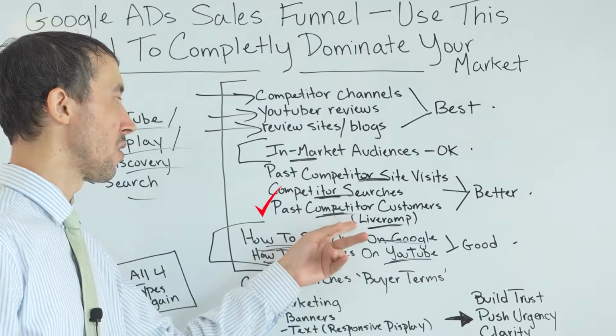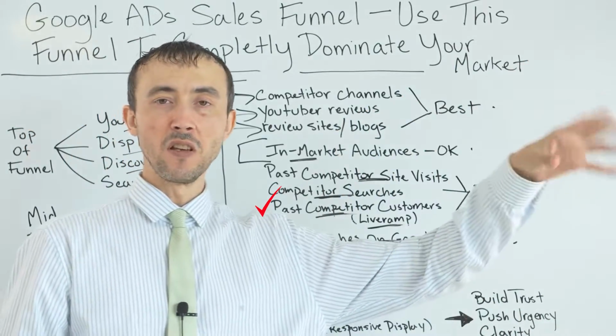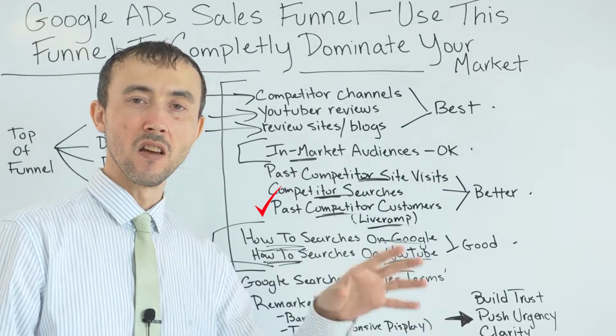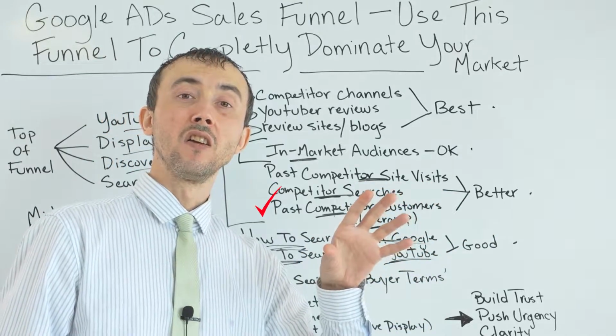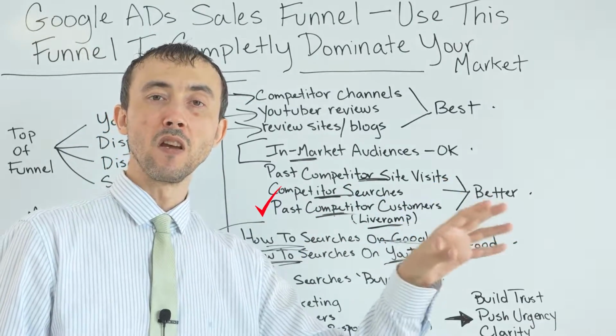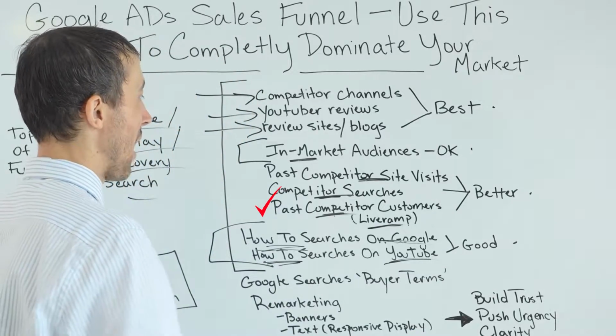So you can get competitor purchase data through LiveRamp, and they get that data from Visa, MasterCard, and so on and so forth. I've got a separate video about targeting people who bought using credit card purchase data, which you can search for on my channel homepage if you'd like more information about that. But that would be better.